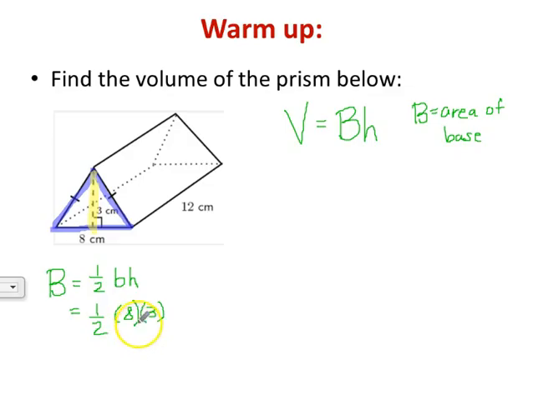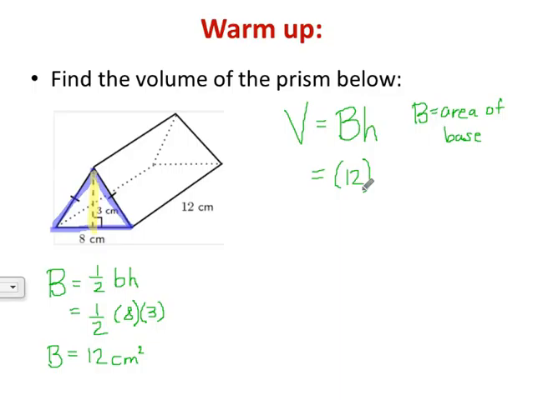3 times 8 is 24. 24 divided by 2 is 12. So the area of our base is going to be 12 centimeters squared. We don't really need the centimeters squared until the very end. I just wanted to stick it in there to remind you of the units for area. And so now we know the capital B is 12.